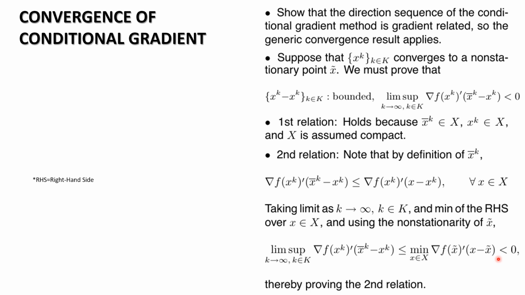As a conclusion, I can say that both properties needed to show that dk is gradient related are now verified: dk is bounded, and the limit superior of this product is negative when xk tends to x tilde, a non-stationary point. This allows us to apply the generic convergence theorem, which states that if the directions are gradient related and step sizes are chosen properly, for example using the Armijo rule, then every limit point of xk is a stationary point.